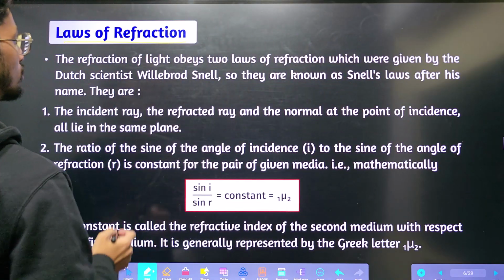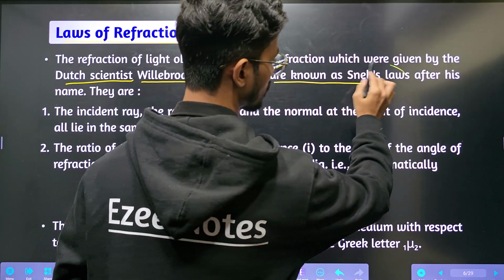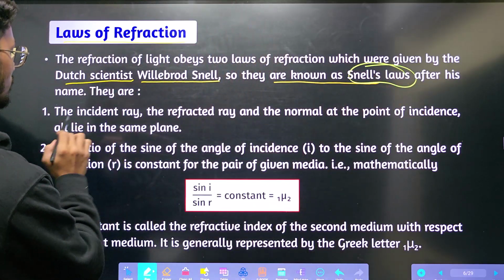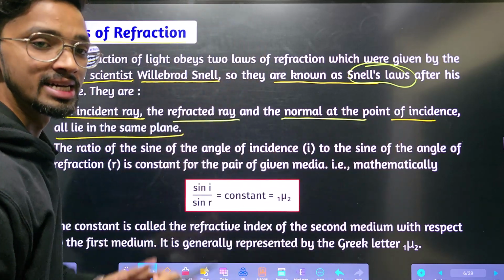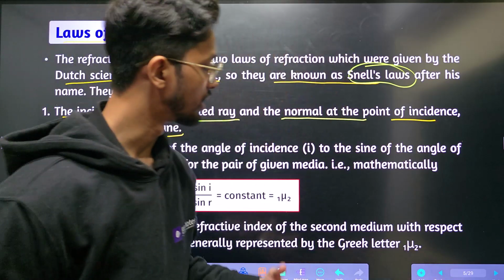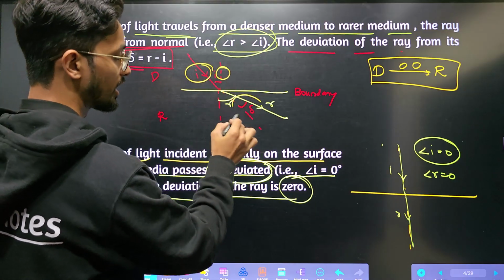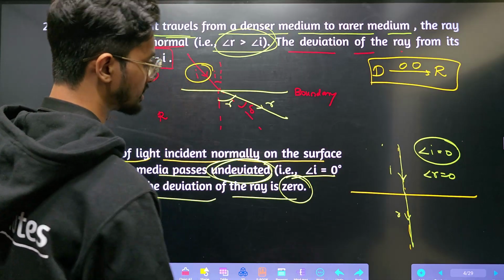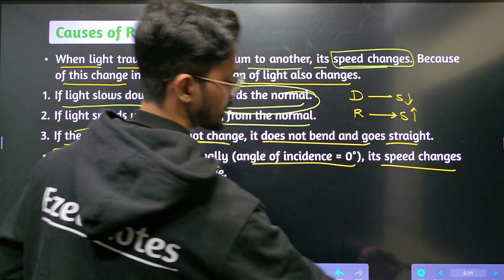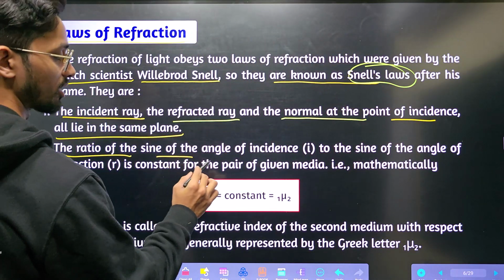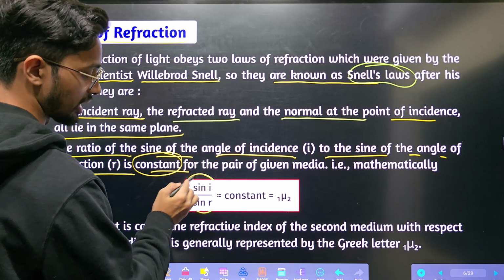You need to remember we have two laws, given by a scientist named Willebrord Snell, also known as Snell's laws. The first law is: the incident ray, the refracted ray and the normal at the point of incidence all lie in the same plane. Whenever we draw any ray diagram, the incident ray, normal and refracted ray are all three lying in the same plane. Same plane means on the same surface. The second law is: the ratio of sine of angle of incidence to the sine of angle of refraction is constant. Sine I upon sine R is constant.